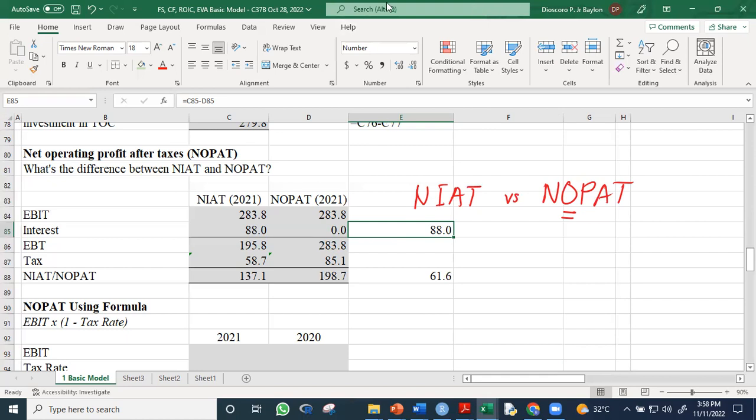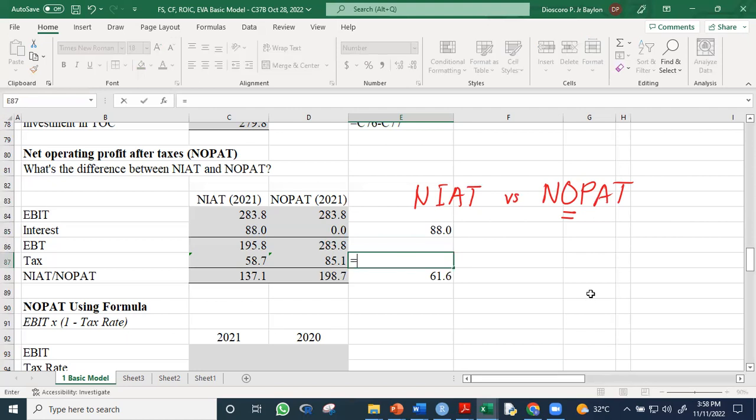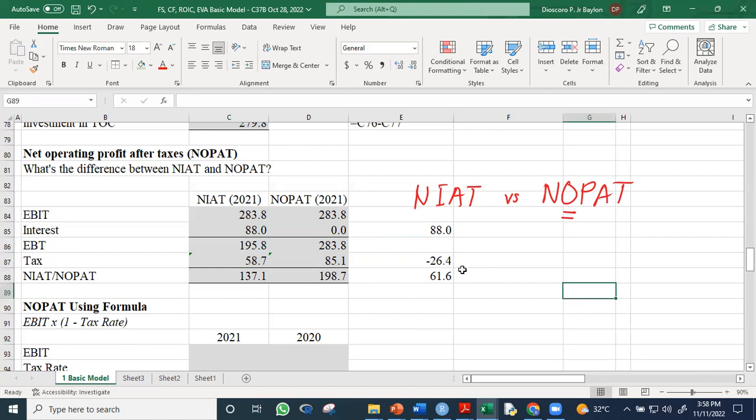Use a tax, sir. Yes, okay. So the difference in tax is this one. So that's 58.7 minus 85. So we had to subtract 26.4 from the interest. Why? Because the use of debt provides a leverage for the company. That's why debt is oftentimes called leverage. Why? Because it reduces your taxable base, and then it will lessen your tax. So tax is lessened here because of the use of debt.